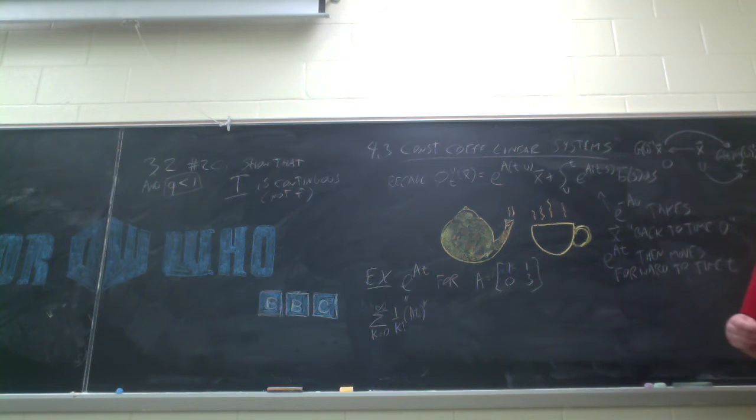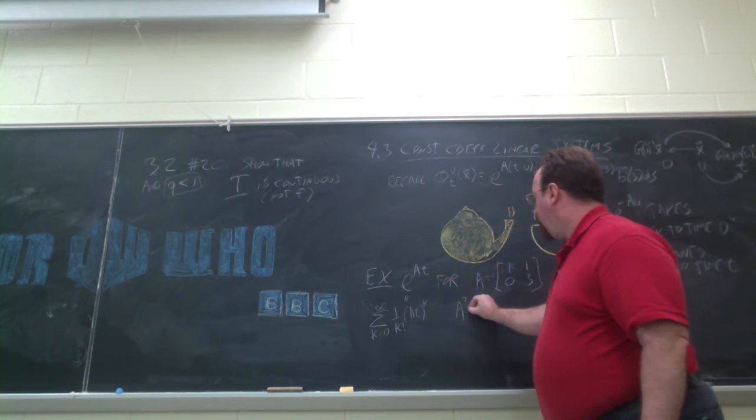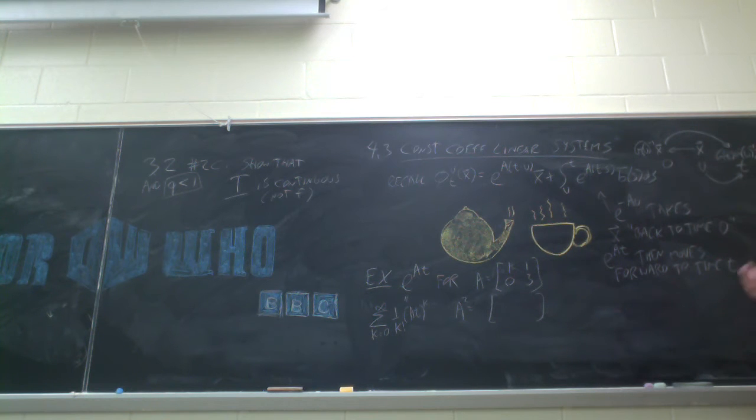Sometimes what you can do, especially with a small upper triangular matrix like this, is see a pattern after the first few powers. So if you go ahead and compute A squared, I won't carry out all the multiplication details here. You guys know how to multiply matrices, right? Or at one time you did.